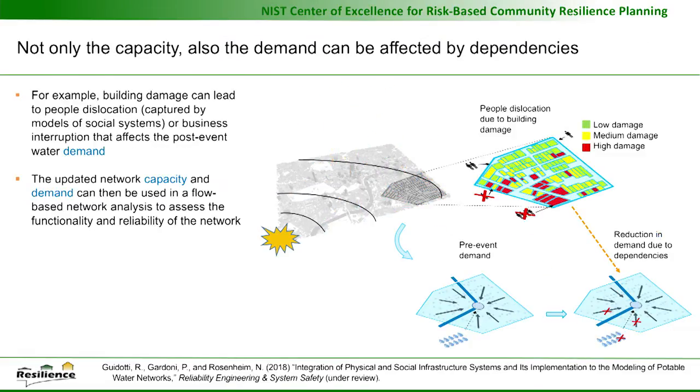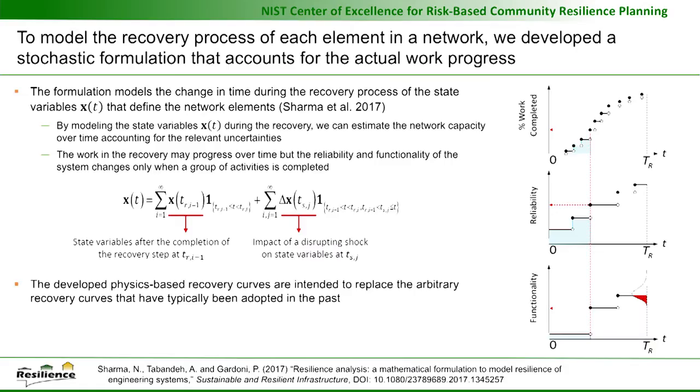But not only the capacity, also the demand can be affected by dependencies. For example, building damage can lead to people dislocation or business interruption that affects the post-event water demand. The updated network capacity and demand can then be used in a flow-based network analysis to assess the functionality and reliability of the network. To model the recovery process of each element in a network, we develop a stochastic formulation that accounts for the actual work progress.